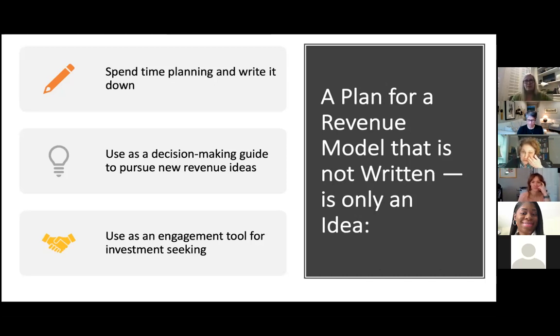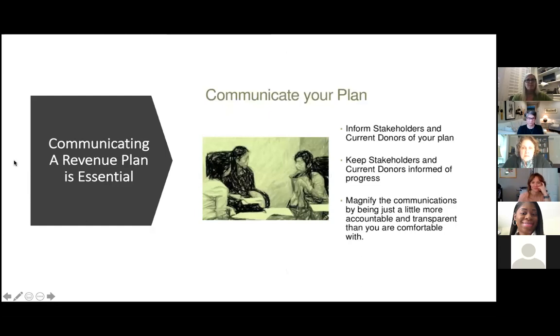And then it can be used as an engagement tool for investment seeking. We're going to talk about that in just a second. I promise I'm almost done with this, by the way, too, but we're going to get into the fun part.